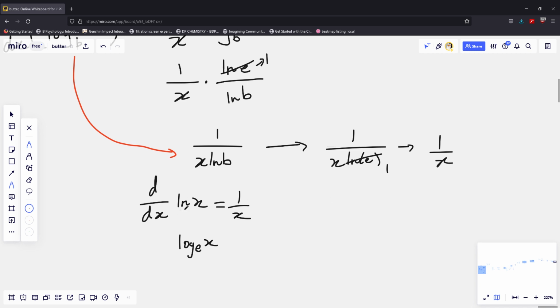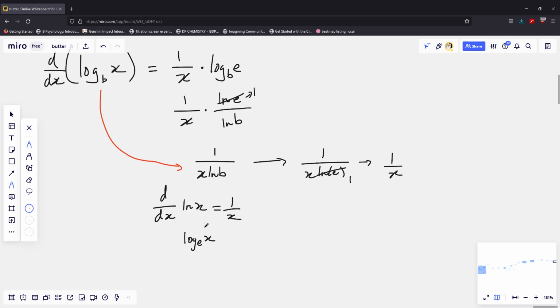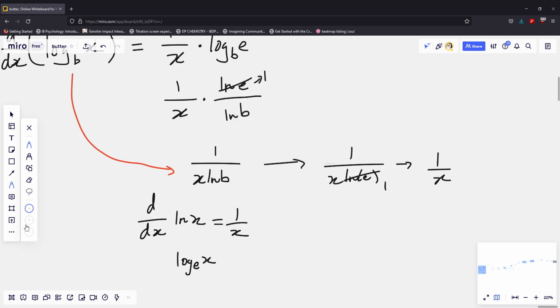This is important enough that you should know it by heart: the derivative of ln x is just 1 over x. It's simple, it's easy to remember, and you're going to use it a lot, because this is probably the most common logarithmic derivative we have to deal with. But do remember this as well. This is the general formula for a derivative of a logarithm.